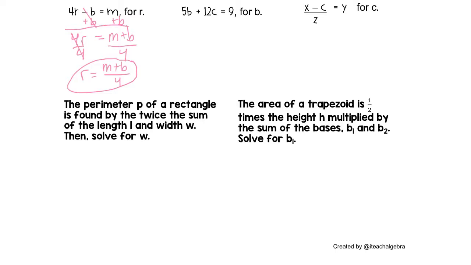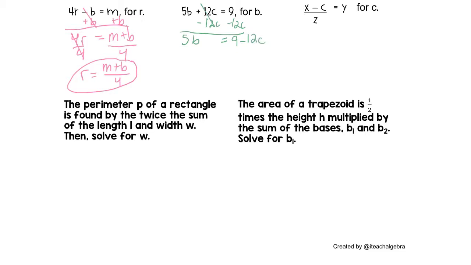5b plus 12c equals 9, solving for b. Well, we need to get that 5b term all by itself before we can simplify any further. So we need to get rid of 12c. Opposite of plus 12c is minus 12c, and we do that on each side. We get 5b plus 12c minus 12c cancels, equals 9 minus 12c.